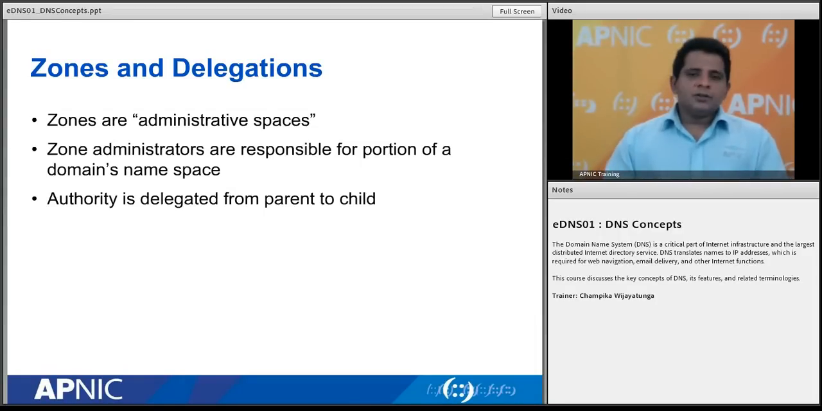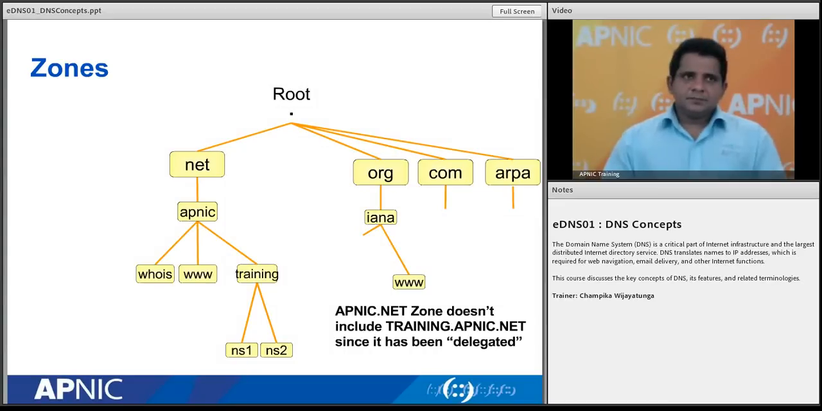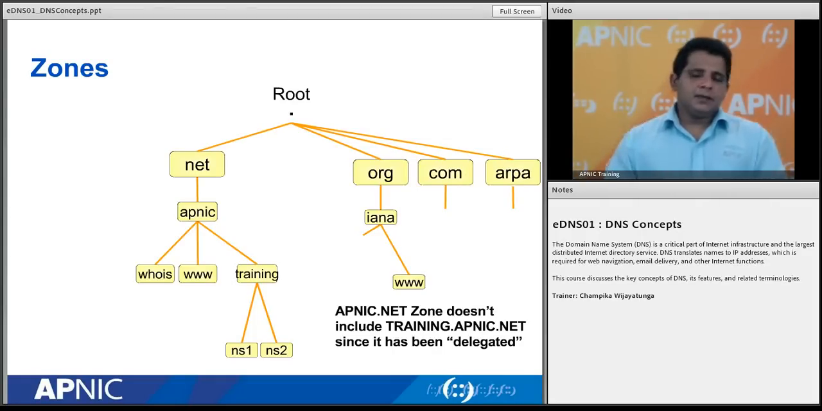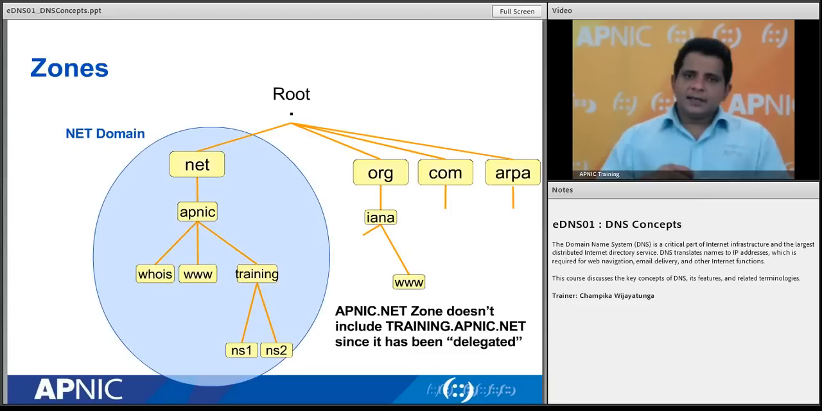So what do you have in your zone? How you get to your child zones or child spaces. That is what we have in our administrative part, or administrative zone. So zones are administrative spaces, and the zone administrators are responsible for a certain portion of the namespace. And then, as we discussed earlier, they can delegate the authority from the parent level to the child level.